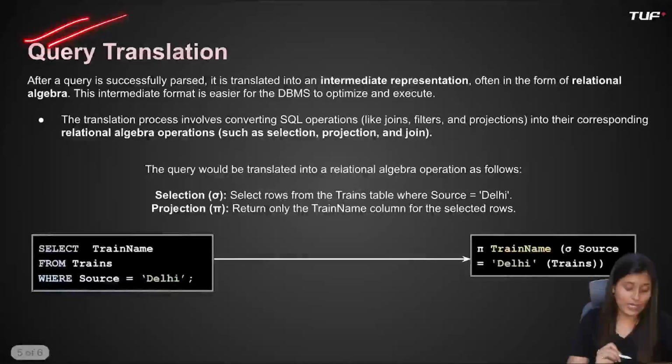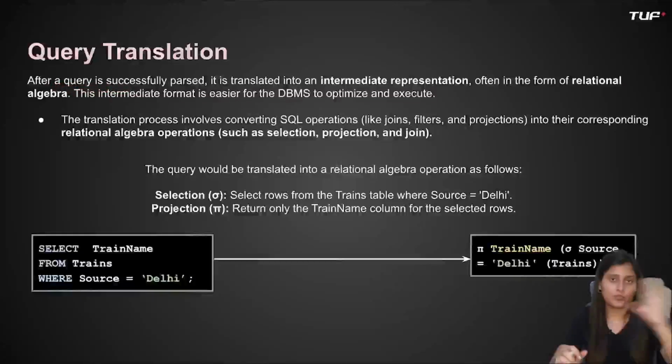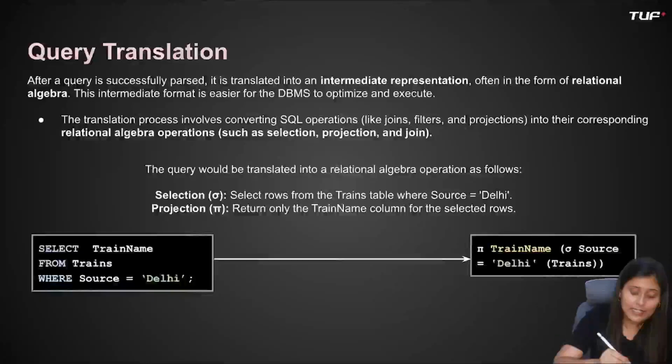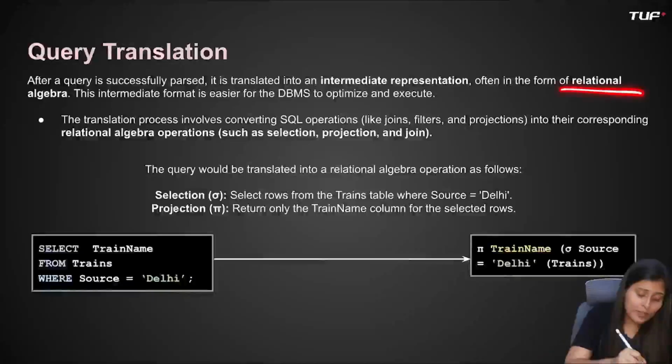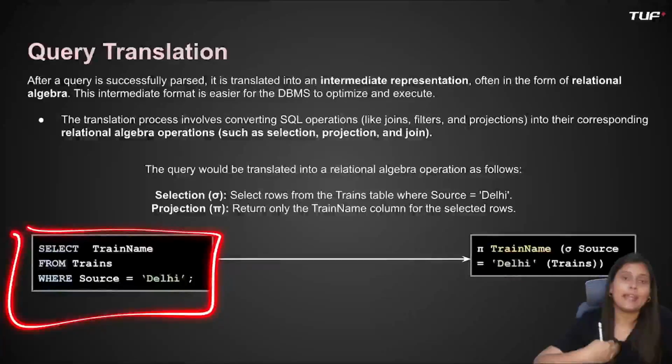Second comes the query translation. After a query has been successfully checked and parsed, and it does not contain any syntactical error, it is then translated into an intermediate representation. Intermediate representation means that it will be converted into relational algebra. So this is the select query which we can understand, right?